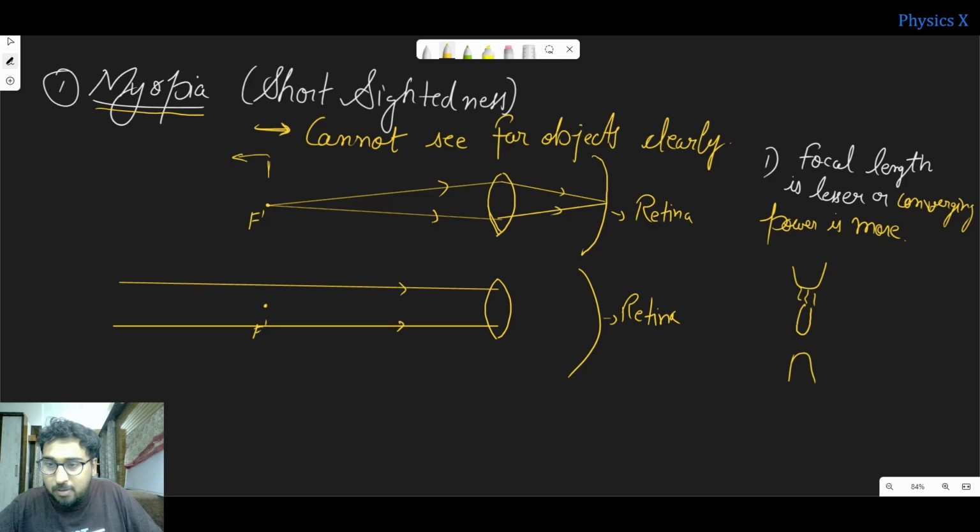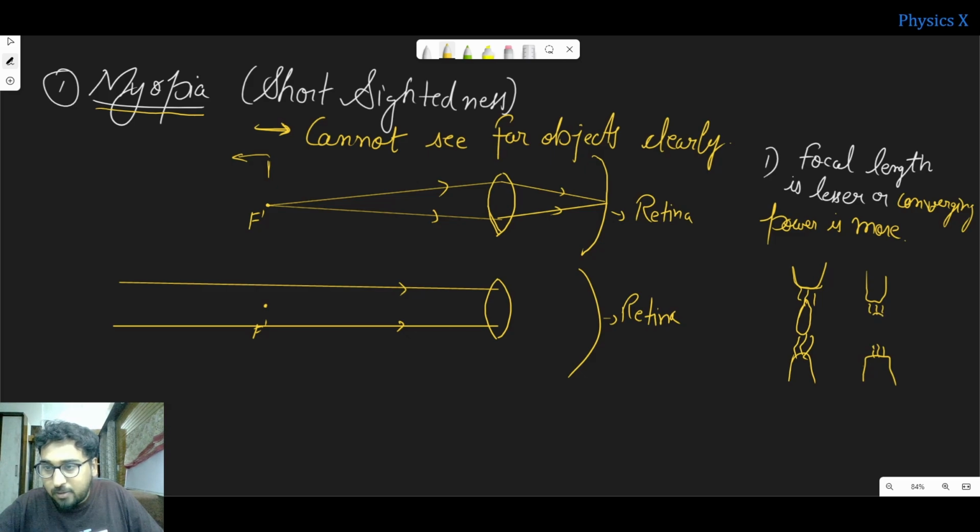So the eye lens will be like this. It will be slim, and these are your suspensory ligaments, and your ciliary muscles are perfectly relaxed. But what happens if, for some reason, these ciliary muscles are not able to relax properly? They are still somewhat stiff, not relaxed properly.